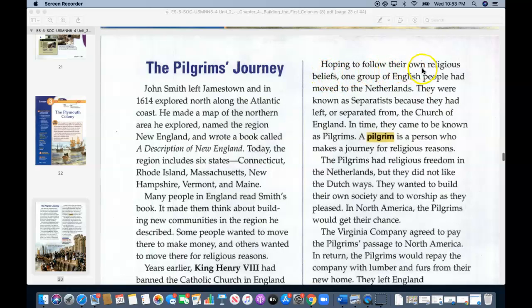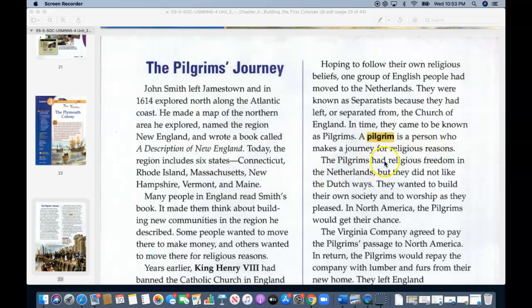Hoping to follow their own religious beliefs, one group of English people had moved to the Netherlands. They were known as separatists because they had left, or separated from, the Church of England. In time, they came to be known as pilgrims, because a pilgrim is a person who makes a journey for religious reasons.